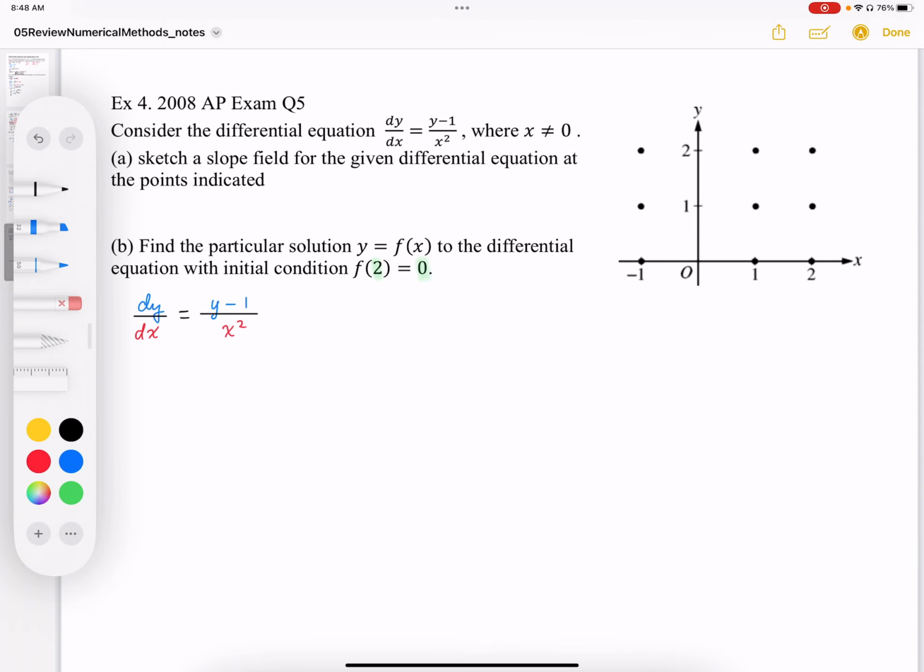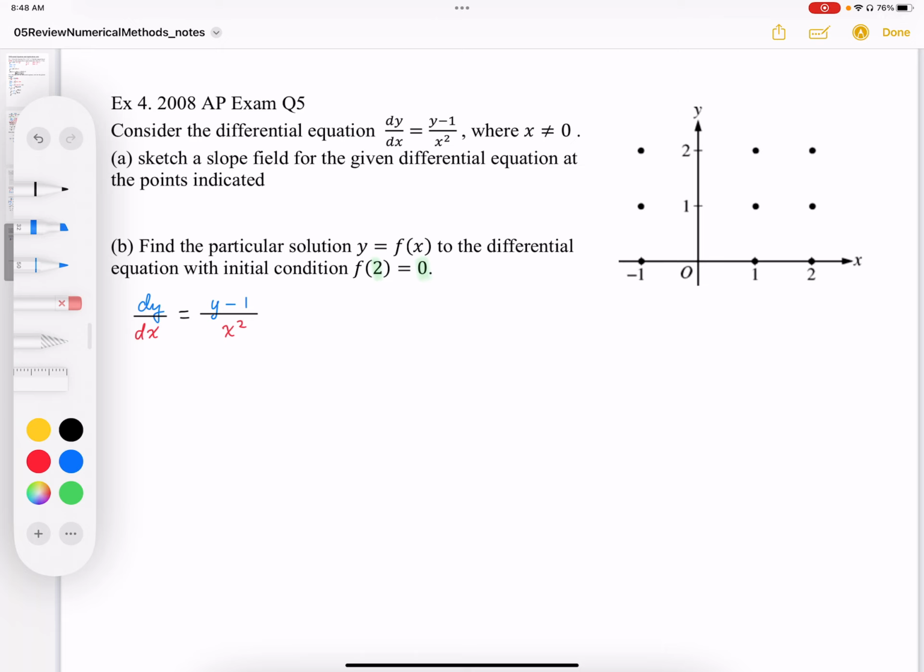Example 4. This is a 2008 AP exam question, and it says, consider the differential equation dy/dx equals (y minus 1) over x squared, where x is not equal to 0. So at x equals 0, it looks like there's going to be a divide by 0, which is going to give us a vertical tangent or an asymptote.